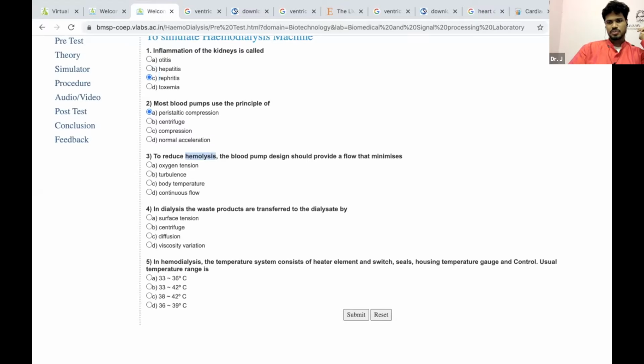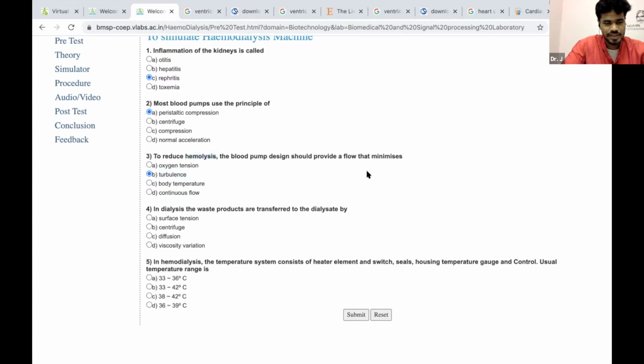You don't want the blood cells to be disrupted. It shouldn't be like a mixie that will blend everything. So flow that minimizes hemolysis, oxygen tension, body temperature, continuous. It should be turbulence. Typically, if there's turbulence, I suppose the thing will rise. Oxygen tension can be managed, body temperature to some extent, continuous flow also to some extent. But if things are turbulent, the stresses are very high, so that typically the cells are damaged.